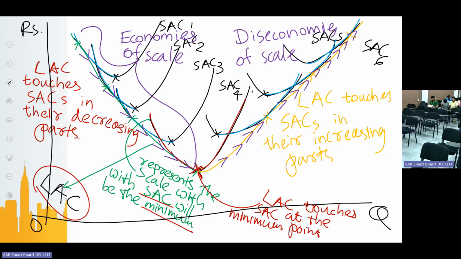So the reasons for the behavior of the long-run average cost curve are economies and diseconomies of scale. The long-run average cost curve decreases because of economies of scale. It increases because of diseconomies of scale. We will learn what economies of scale and diseconomies of scale are in the next session.